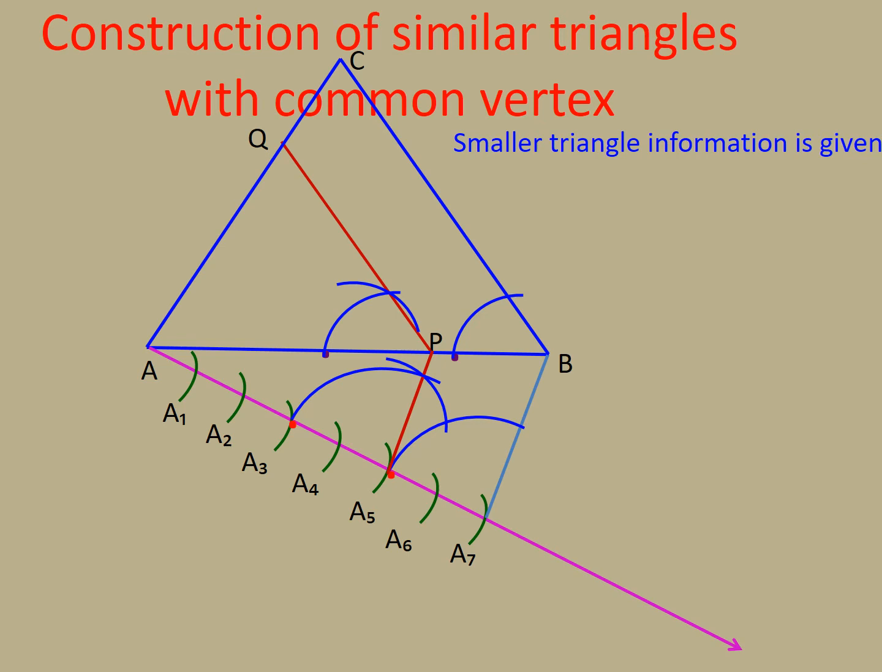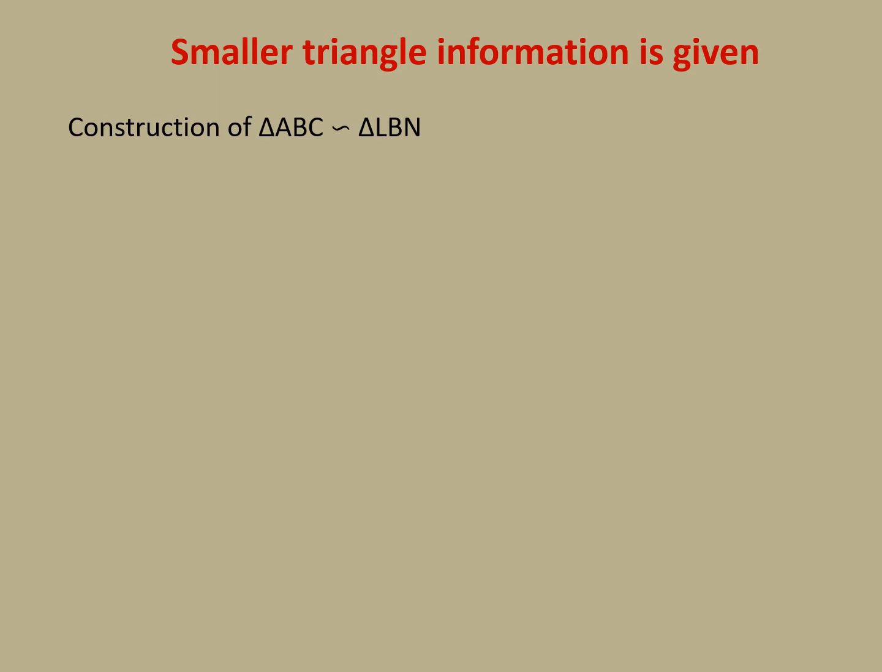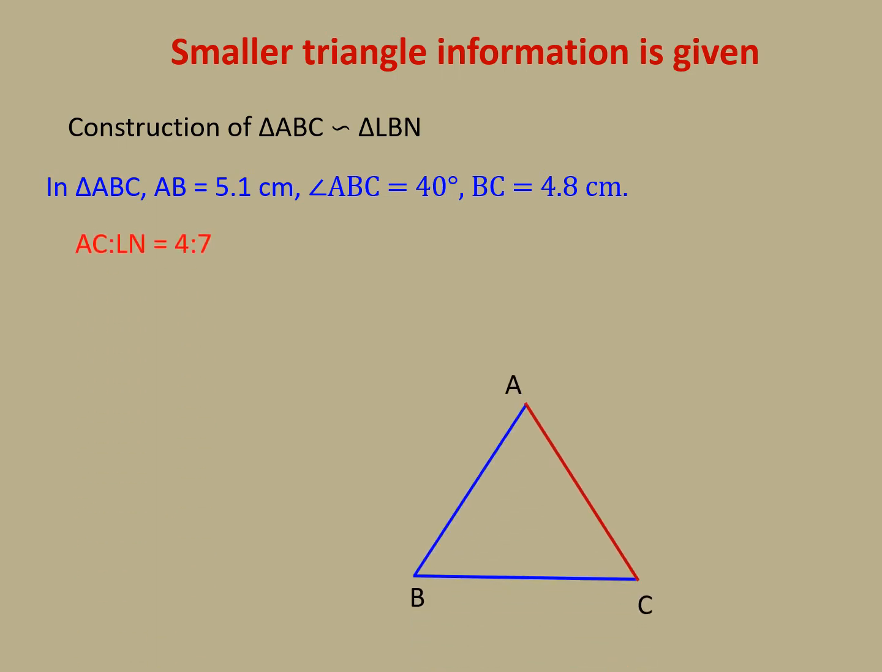So we will learn how to do construction of two similar triangles with a common vertex, where the smaller triangle's information is given out of the two. As you can see, construction of triangle ABC similar to triangle LBN, in which triangle ABC information is given. AB is 5.1 centimeter, angle ABC is 40 degree and BC is 4.8 centimeter. So triangle ABC is given.